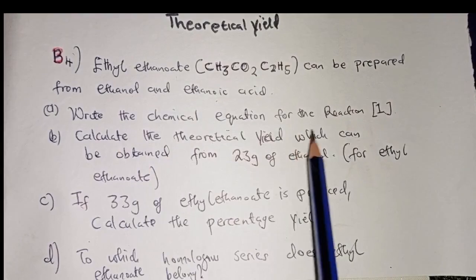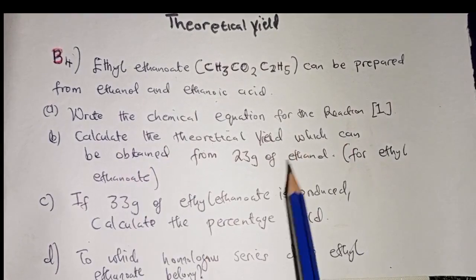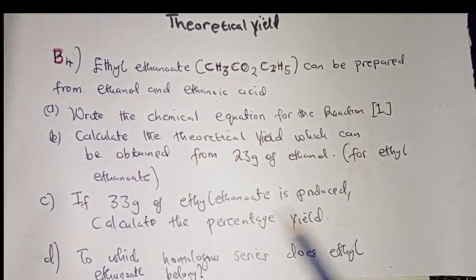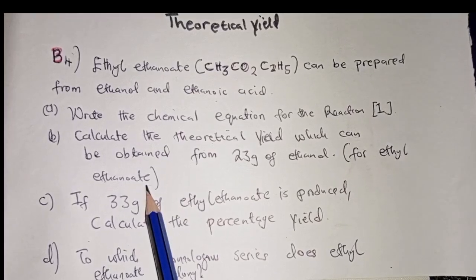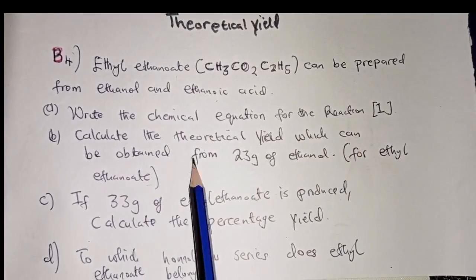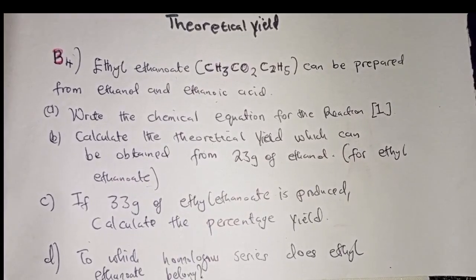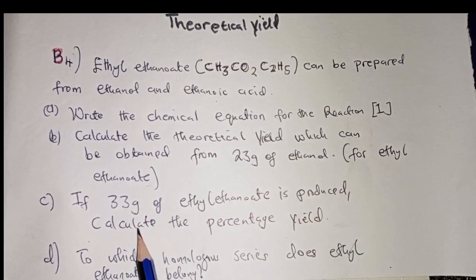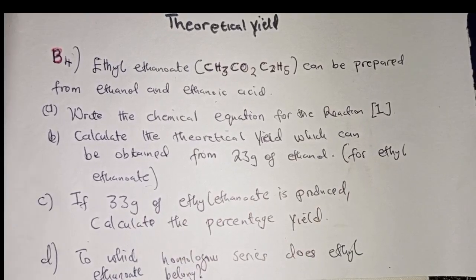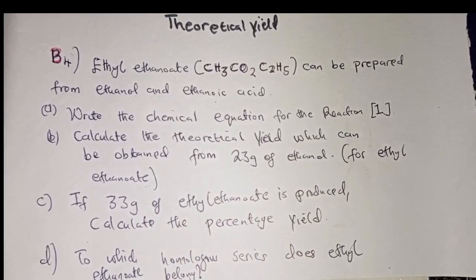Calculate the theoretical yield, okay, so here I made a mistake. Calculate the theoretical yield for ethyl ethanoate, which can be obtained from 23 grams of ethanol, okay? You can check out the question to read the question properly. If 33 grams of ethyl ethanoate is produced, calculate the percentage yield. Then the last question says, to which homologous series does ethyl ethanoate belong?